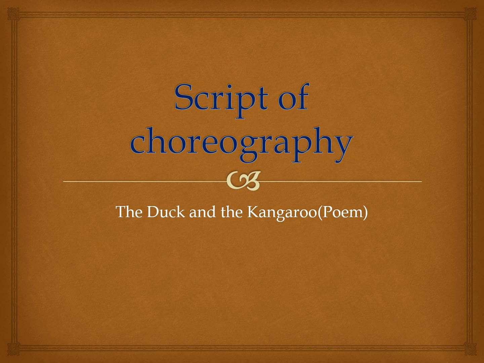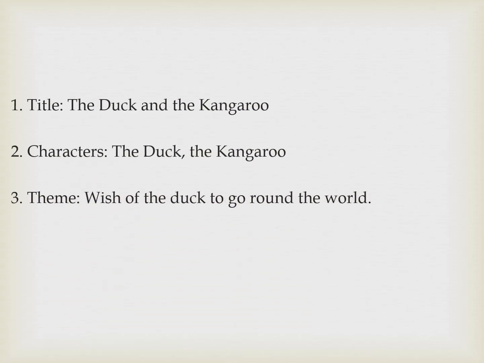Children, let us see the script of choreography for our poem, The Duck and the Kangaroo. First, we have to write the title. Our title is The Duck and the Kangaroo. Then, we have to find out the characters. In the poem, there are only 2 characters, the duck and the kangaroo.